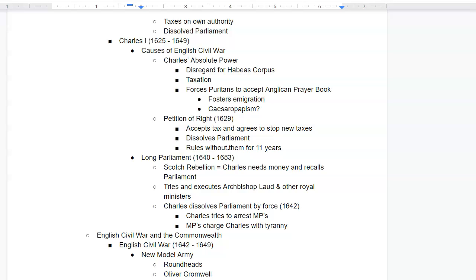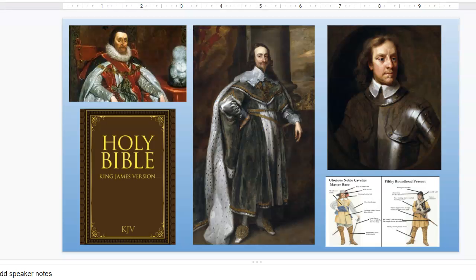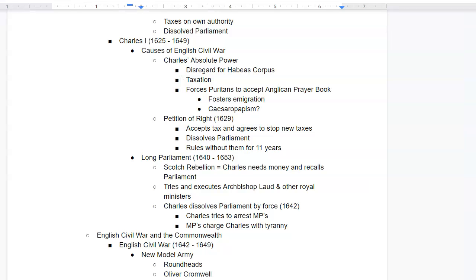Now, when James I died, his son Charles became king of both Scotland and England. And his rule will lead to the causes of the English Civil War. So here's King Charles I. King Charles did several things. He showed a disregard for the right of habeas corpus. Habeas corpus is a right that we have in the United States Constitution.